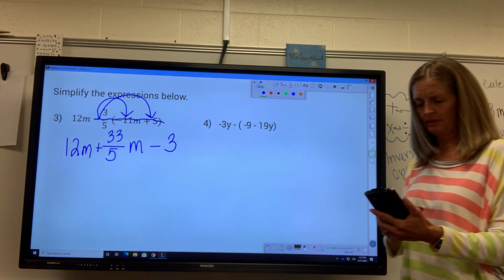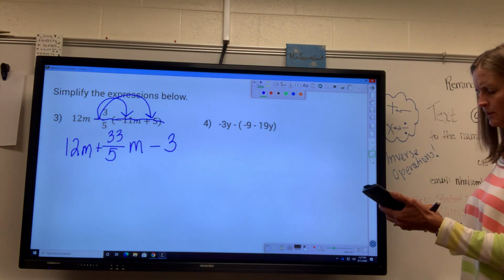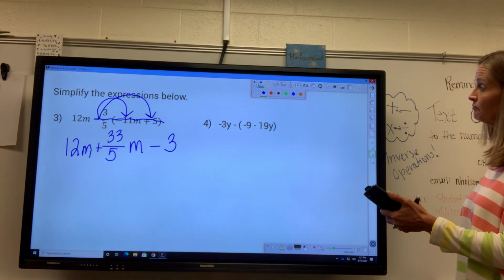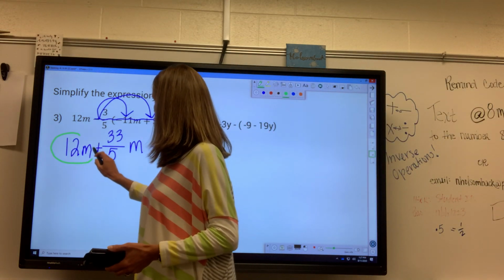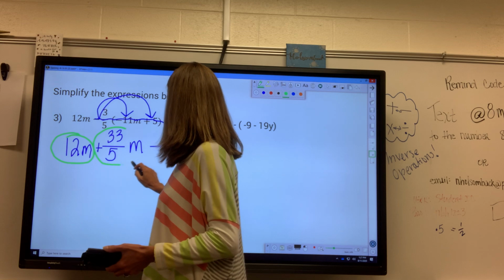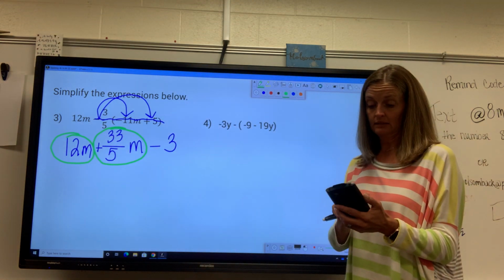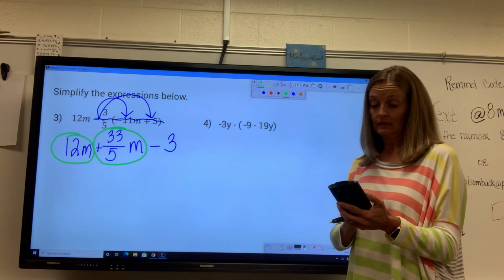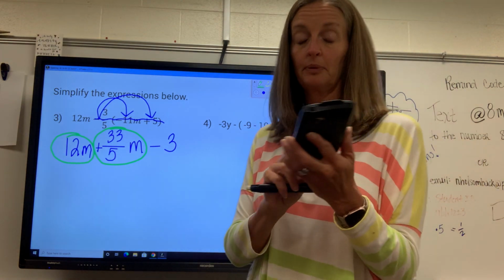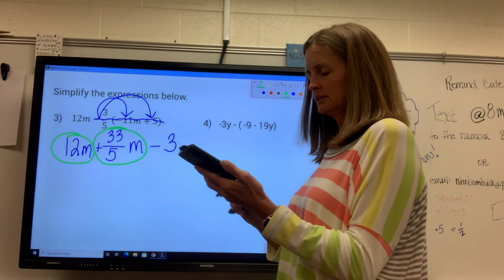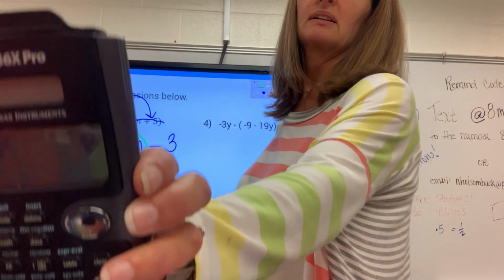Man, I'm so glad we have a calculator for this puppy. Do you see any like terms anywhere? I hope so, goodness gracious. We've got some M's going on. So I have a 12M and I have a 33/5 M. All right, so I don't know what that is, honestly. I have no idea. So I'm gonna punch in the coefficients only. So I'm gonna punch in 12 plus 33 fraction 5. Scoot over. That's what I got.